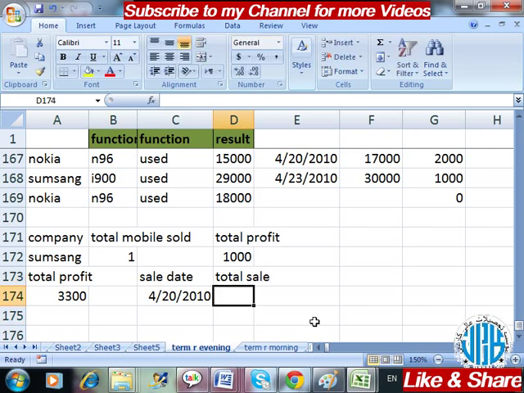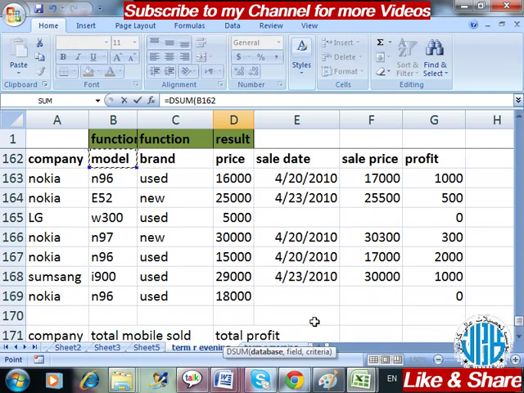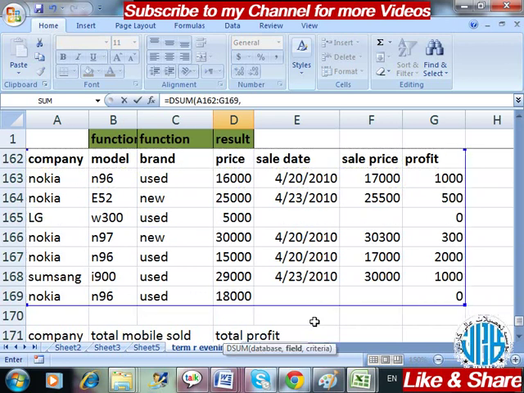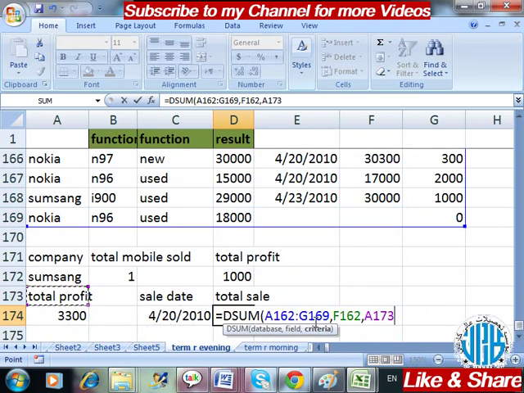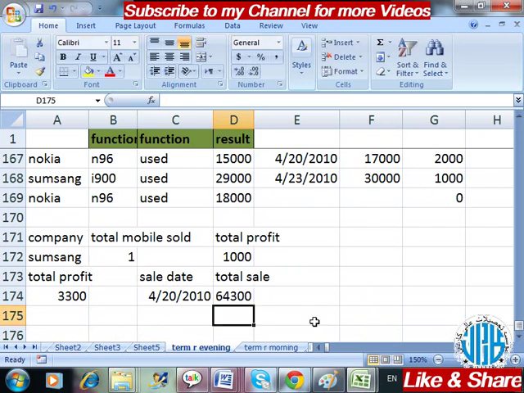So that will be total money is equal to DSUM, again DSUM of all data, comma, sale price. The field will be what? Sale price, and criteria is what? Criteria is this date. Sale date is equal to this thing. Closing bracket. Understand this thing? 64,300.